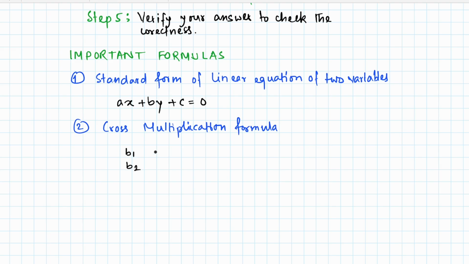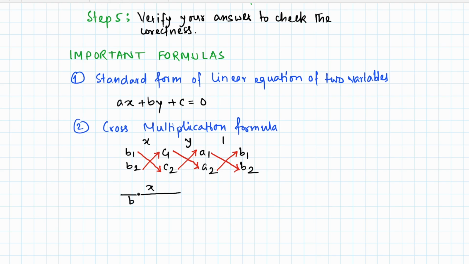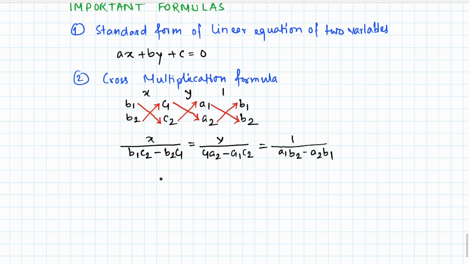We have to take all the coefficients, that is b1, b2, c1, c2, a1, a2, and again b1, b2. So just try to remember this sequence, then you can easily formulate this kind of formula. Then we cross it as we have shown earlier also, here also: x by b1 c2 minus b2 c1 equal to y by c1 a2 minus a1 c2 equal to 1 by a1 b2 minus a2 b1, by crossing these coefficients.